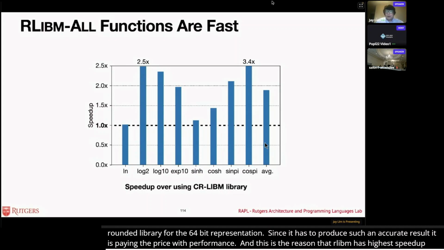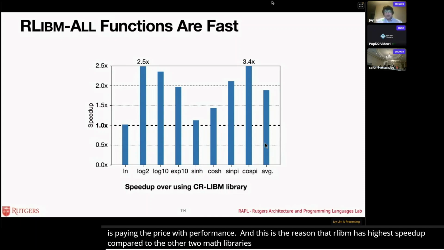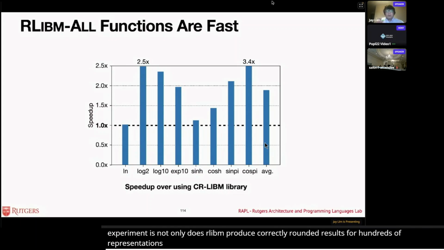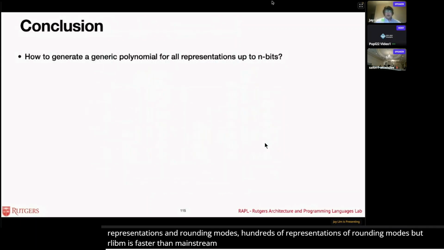But the whole takeaway in our experiment is that not only does RLibMall produce correctly rounded results for hundreds of representations and rounding modes, but RLibMall is faster than mainstream math libraries. In conclusion, what are the key takeaways for this entire presentation?